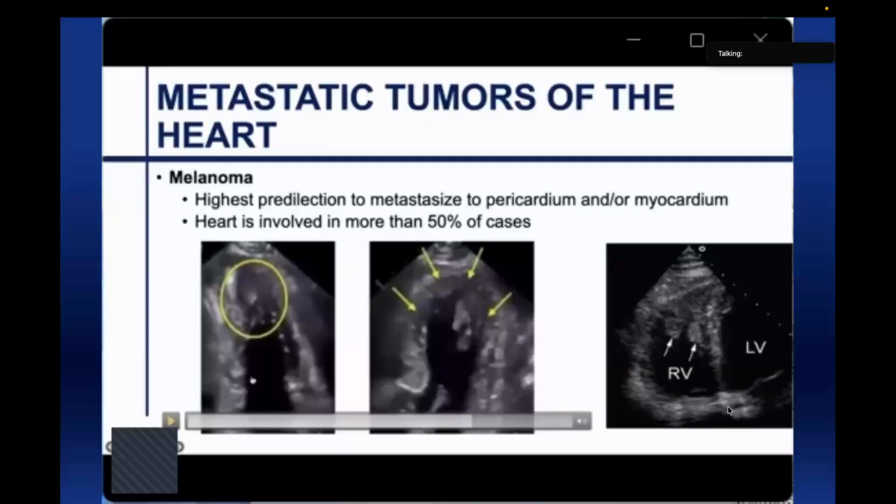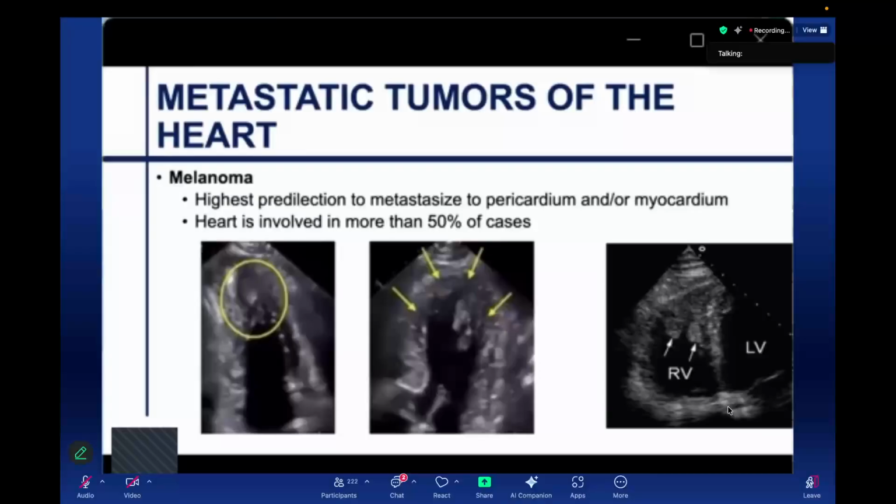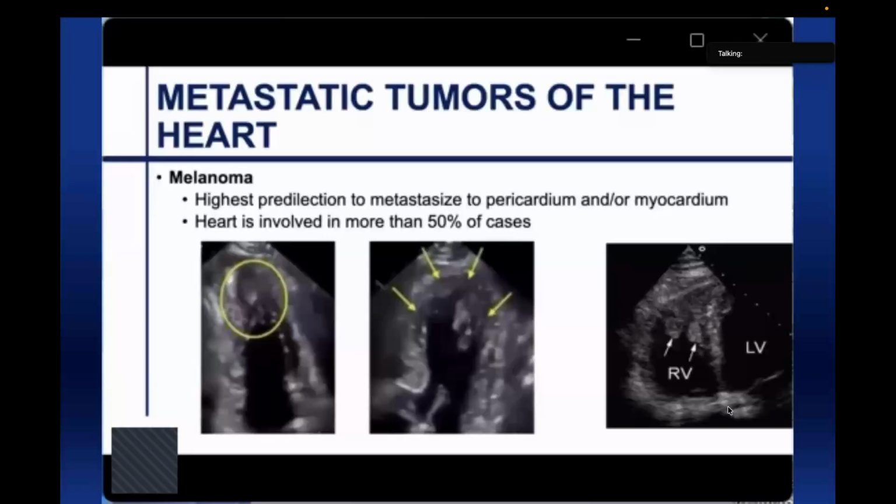Okay, your melanoma has the highest predilection to metastasize to pericardium and or myocardium as mentioned earlier. Your intracardiac masses are frequently seen as a manifestation of your malignant melanoma. Figure on the left is an example of your melanoma that has metastasized to the left ventricular apex. Although the appearance of the mass is similar to that of a thrombus, preserved apical contractility makes a thrombus unlikely and should suggest the possibility of alternative diagnosis. Figure to the right is taken from another patient with melanoma metastatic to the right ventricular apex.